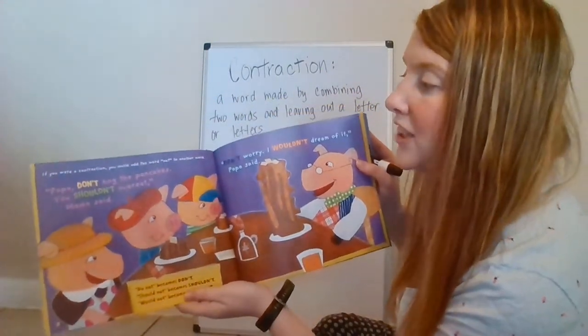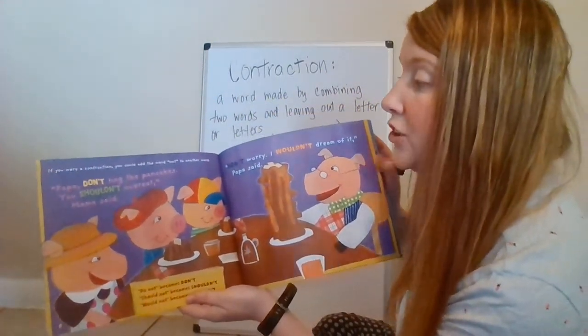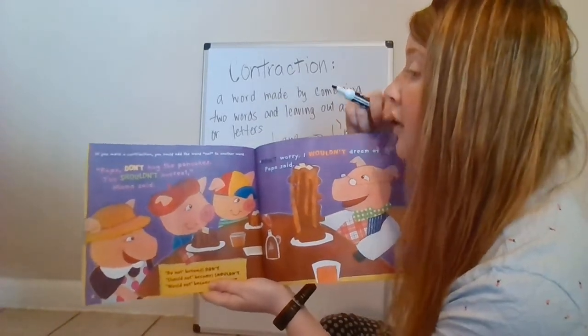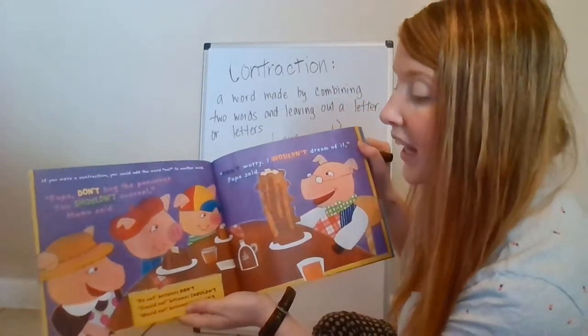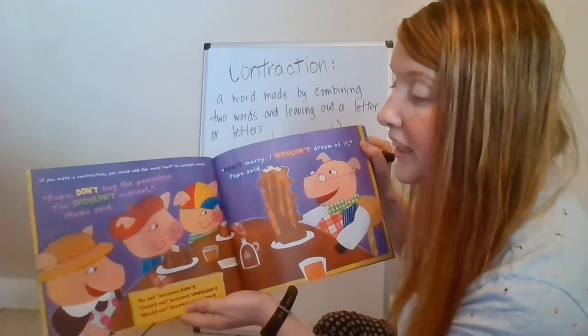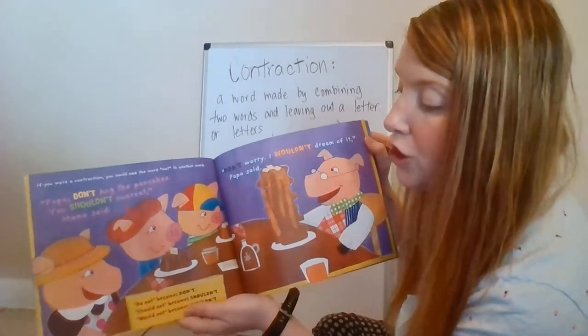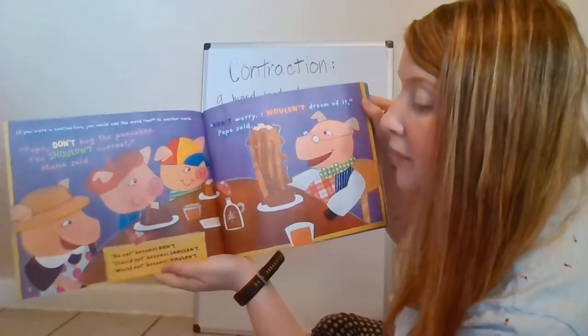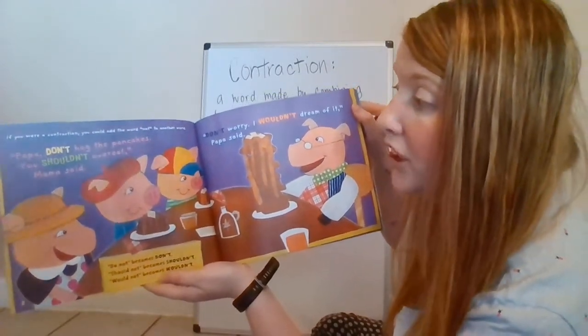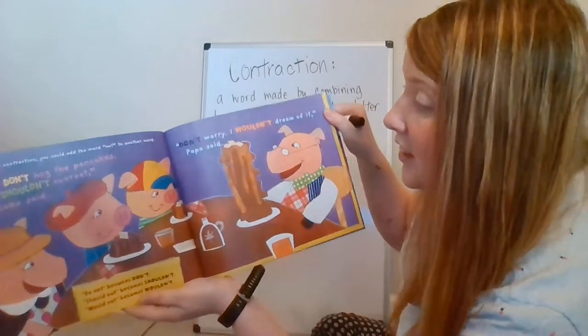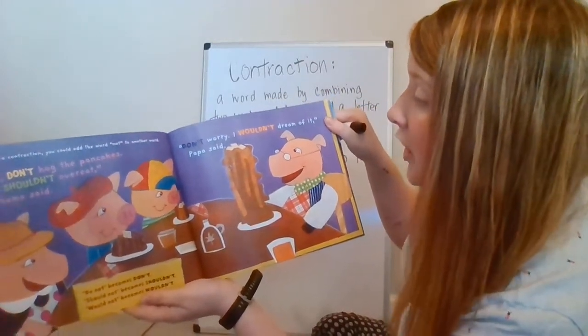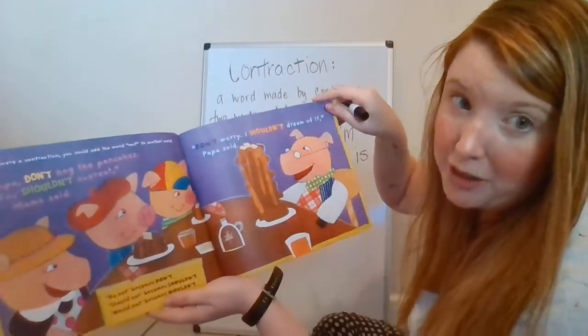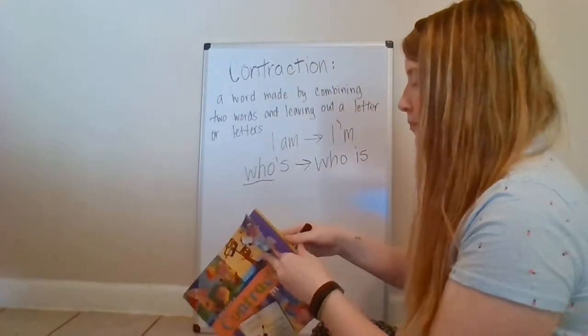If you were a contraction, you would add the word not to another word. Papa, don't hog the pancakes. You shouldn't overeat, Mama said. So do not becomes don't. Should not becomes shouldn't. And would not becomes wouldn't. Because on the next page he says, don't worry, I wouldn't dream of it, Papa says.